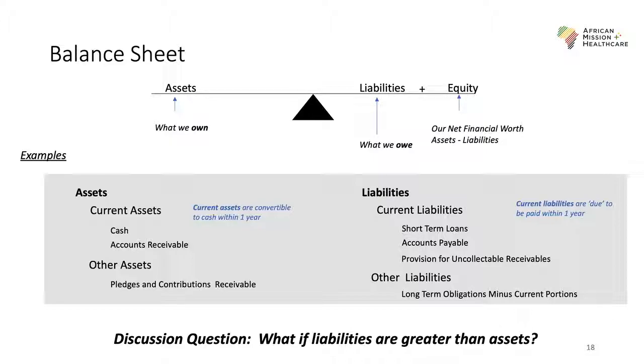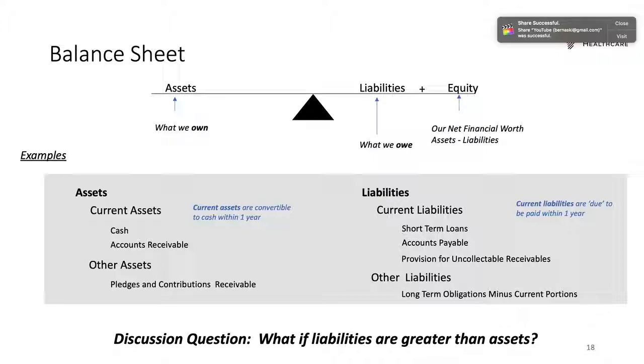Liabilities, on the other hand, are kind of what we owe, and liabilities can include things like short-term loans, but also long-term obligations and things like that. It could be also what we owe our employees. So if we have some payroll that's due to our employees, that's clearly a liability of the institution.